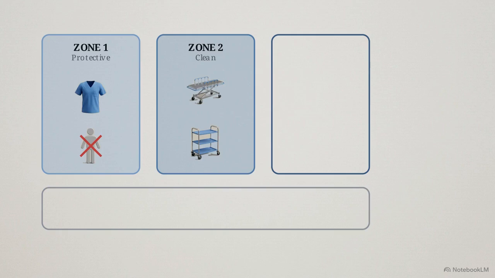Moving deeper, we enter Zone 2, the clean zone. Here, we find the preoperative rooms, the recovery area, and sterile storage. This functions as a preparation buffer. Patients and instruments are readied here in an environment that is significantly cleaner than the outside hospital, though not yet absolutely sterile.